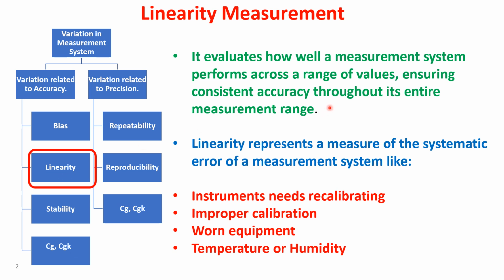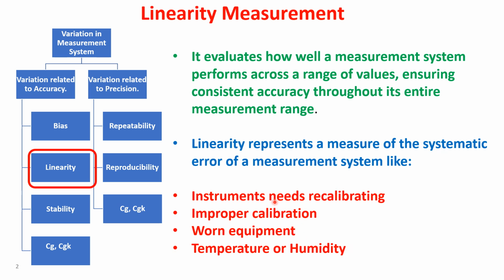So what is a linearity? It is nothing but bias at different operating range. So bias at various points of the operating range, that is called a linearity. If linearity is a problem, then there is a systematic error of the measurement system and that can be reduced, that can be eliminated. So systematic error is nothing but the error which can be removed.